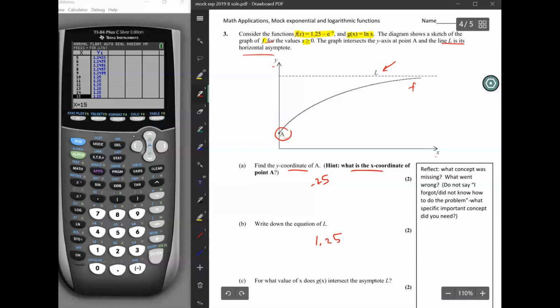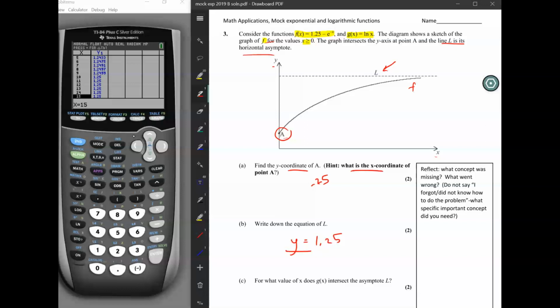How do we express it as an equation? Remember, the horizontal asymptote would always be given as y equals 1.25 because that's how you write the equation of a horizontal line. The equation of a vertical asymptote would be x equals something because that's how you write a vertical line. So in a horizontal line, you always write y equals something. So if you ever get a problem where they ask you to write the equation of a horizontal asymptote or a vertical asymptote, you must write x equals or y equals first.